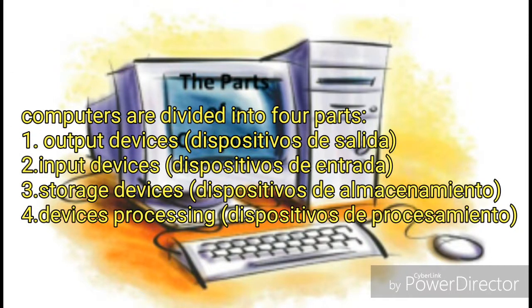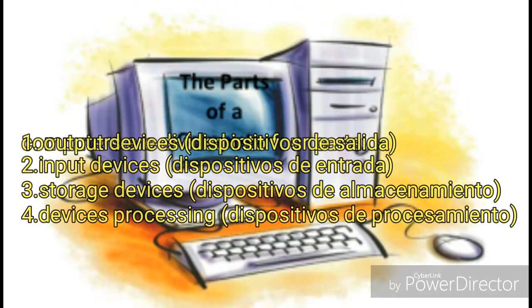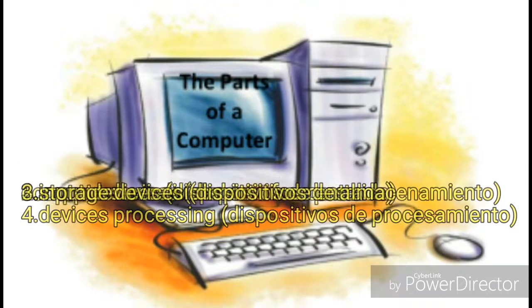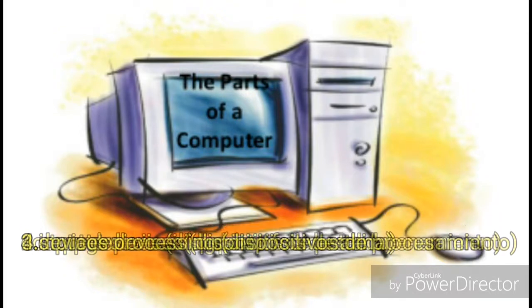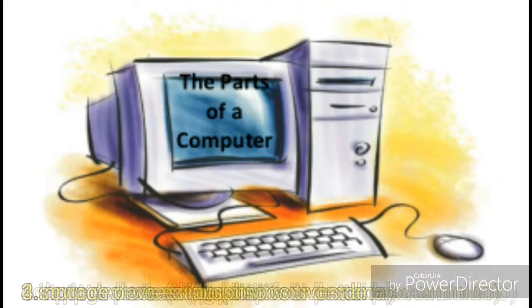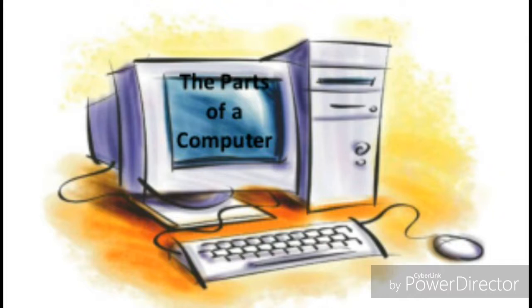Computers are divided into four parts. First, output device. Second, input device. Third, storage device. Fourth, processing device.